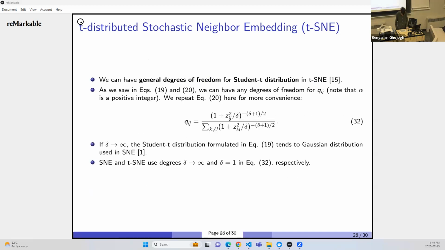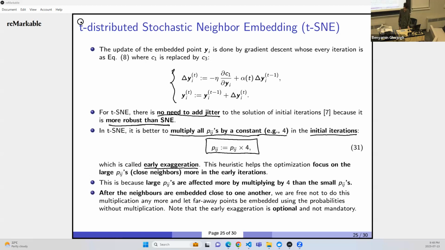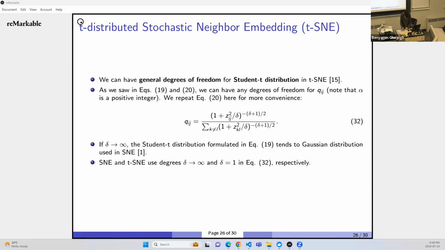Alpha? Yeah, I think they used similar momentum. We can have general degrees of freedom for the Student distribution in t-SNE. Then Qij is changed to this. Qij, which was simple, is this; if you set delta to 1, you will get the Qij in the original t-SNE.